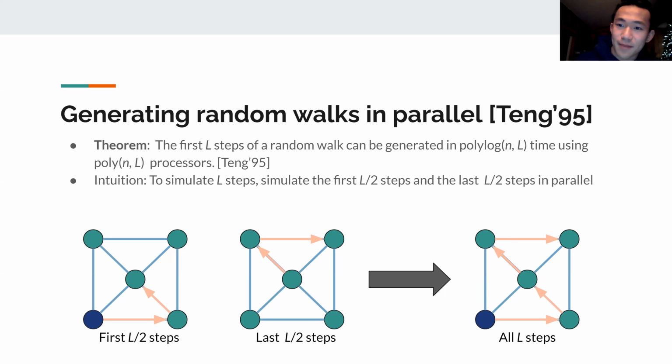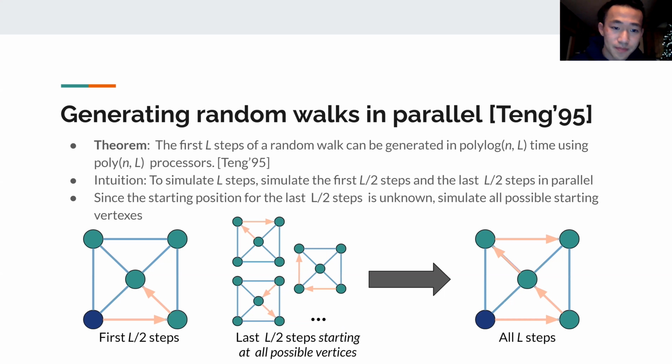But we can overcome this by being a bit brute force and leveraging the number of parallel processors we have. So when we simulate these last L over 2 steps of our random walk, we actually simulate these last L over 2 steps from every possible starting vertex. And this costs us polynomially many processors, which we're okay with. And then we stitch the correct random walk ending to the first L over 2 steps. And so this lets us break down a task into a task half its size in one time step per se. And that gives us the classic logarithmic runtime we wish for.